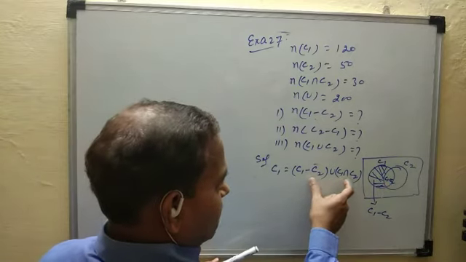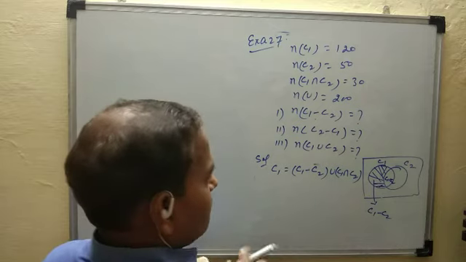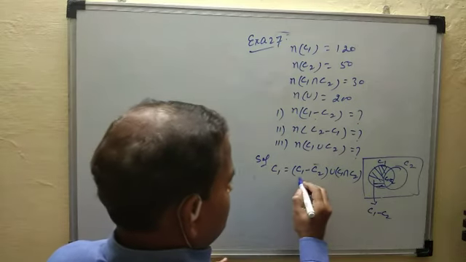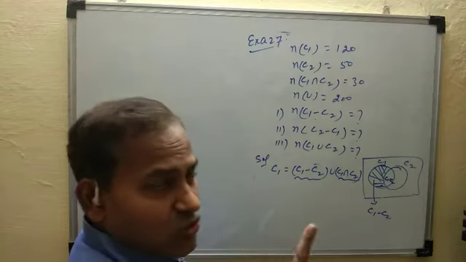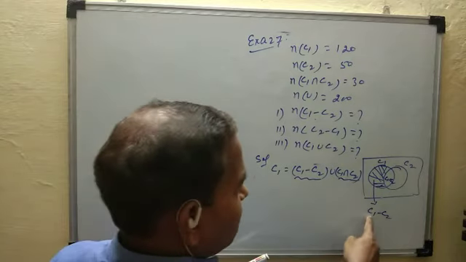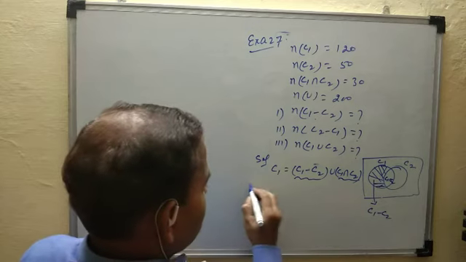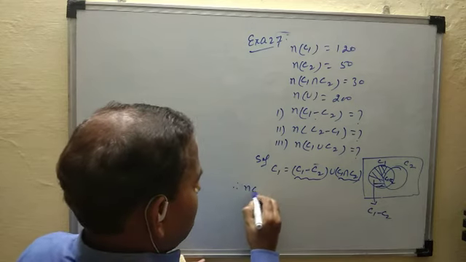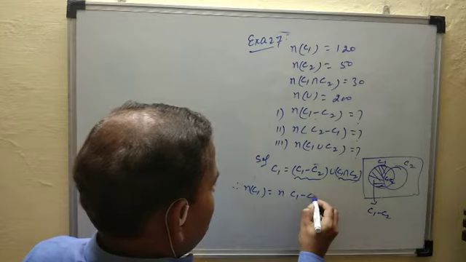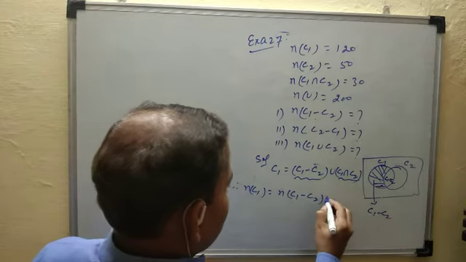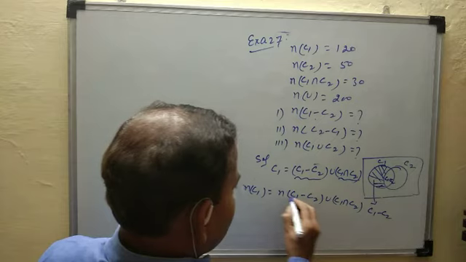If taking both as a union set, then it becomes the whole, that is C1, and these two sets are disjoint, no common element between C1 minus C2 and C1 intersection C2. So therefore number of C1 is equal to number of C1 minus C2 union C1 intersection C2.